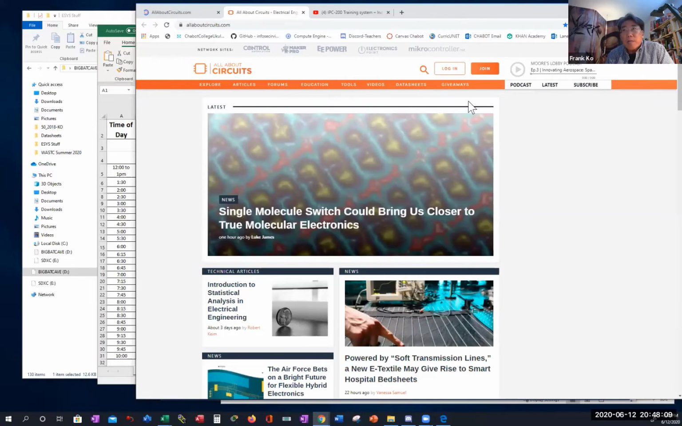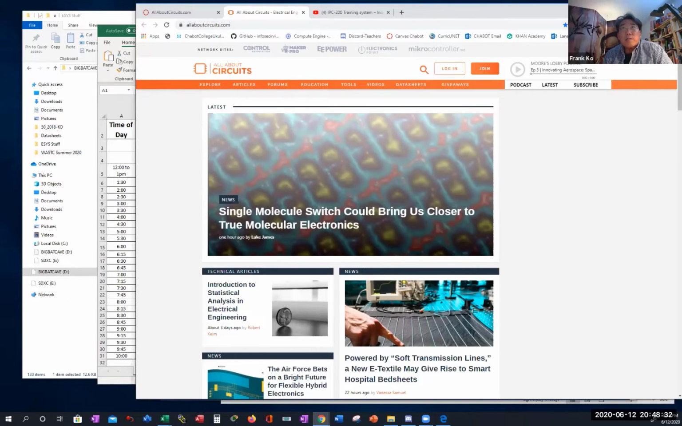And you can type in a particular topic. You should create a user account, log in, type in a particular topic, and boom, it takes you to all kinds of articles and all kinds of explanation of different things having to do with electronics. So that's another free resource available to you called All About Circuits. And the link to that is in Canvas.